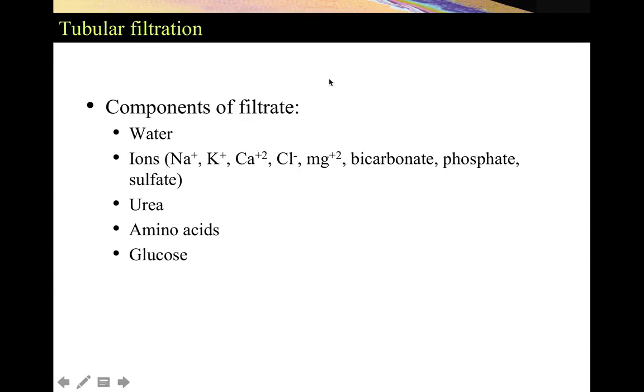So just quickly, the tubular filtration component that comes out into the PCT is referred to as filtrate because it's been filtered, and it includes water, all of your ions, urea, which is an example of a waste product, amino acids, and glucose. And again, notice components such as red blood cells, white blood cells, platelets, and proteins are missing from your filtrate because they're way too large.